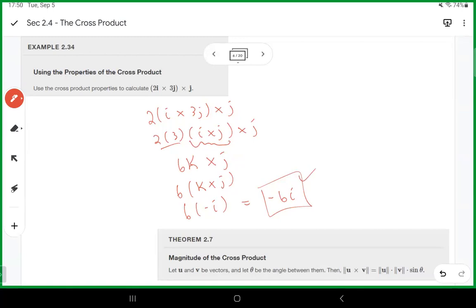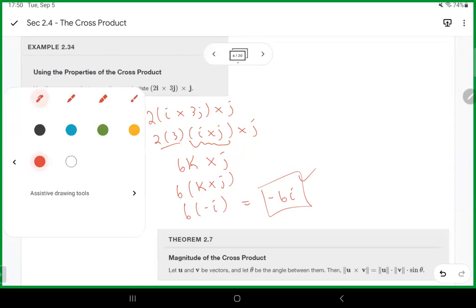If we let U and V be vectors and we let theta be the angle between them, then the magnitude of U cross V is equal to the magnitude of U times the magnitude of V times sine theta. So I would suggest writing that portion down because we are going to turn around and use it in an example.